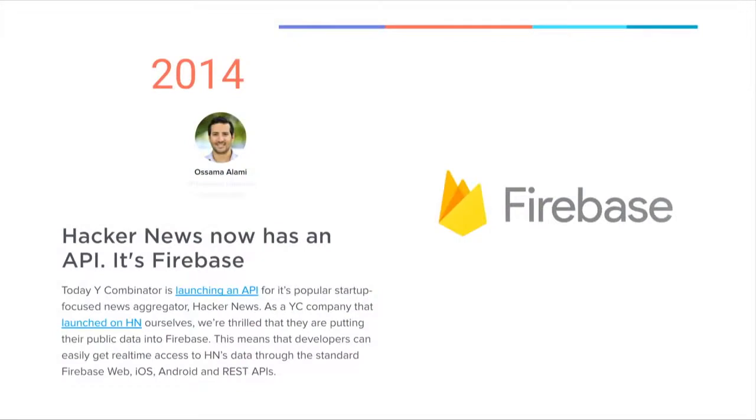So back in 2014, Hacker News actually announced that they now have an API, an open API that anyone could go and build a Hacker News client with. And that API was based on Firebase. This is a real-time API. Anytime someone goes and makes a comment, you can actually stream that latest content through to your Hacker News clients.